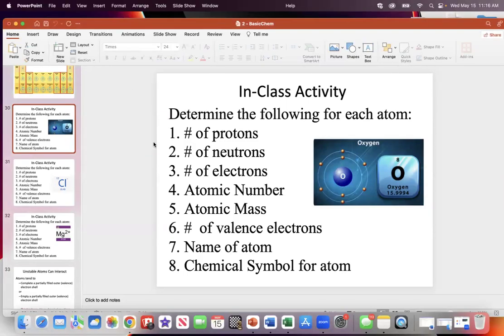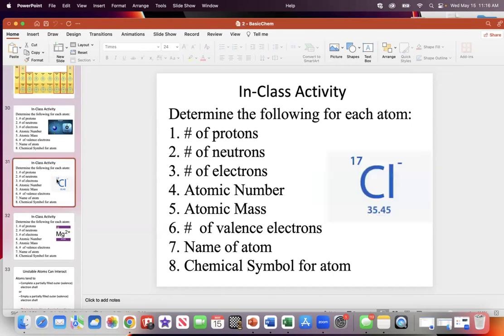Okay, let's keep going. So before the break, we talked about one class activities. I give you any element, you should be able to tell me all the information. We practiced oxygen. Let's do another one. And in the test, I'll give you a similar one.